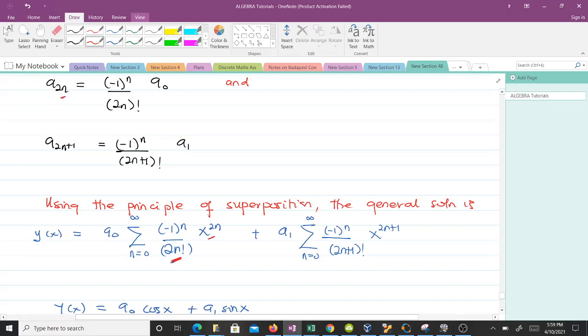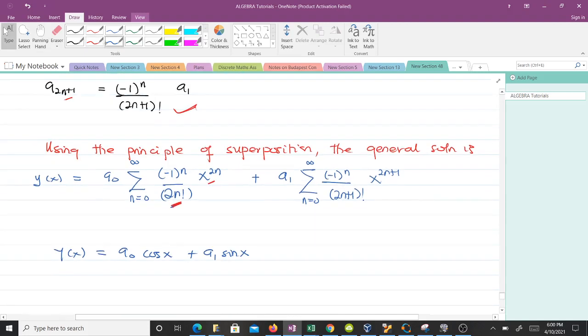And when it comes to a1, we get plus a1. So we are taking this one, all right? Negative 1 power n over 2n plus 1 factorial. Then x to the power 2n plus 1 because of this. Those of you who know the Taylor series for cos x about 0, you will see that this here is the same as the Taylor series for cos x about 0, or the Maclaurin series for cos x. So that means you can replace the whole of this with cos x.